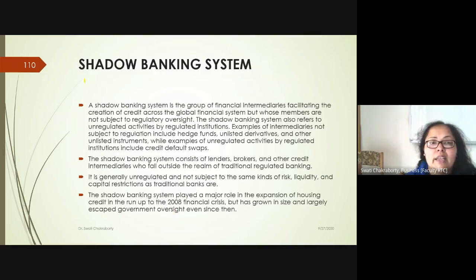Okay. We come to the next aspect, that is the shadow banking system. What is it? It's a group of financial intermediaries who facilitate the creation of credit throughout the global financial system, but whose members are not subjected to regulatory oversight. So the shadow banking system is also called unregulated activities by regulated institutions. Examples of intermediaries not subject to regulation are hedge funds, unlisted derivatives, and other unlisted instruments.